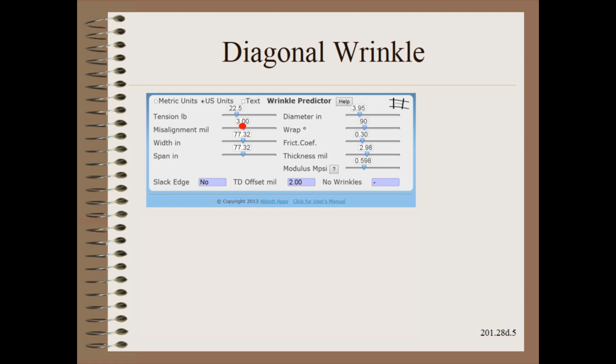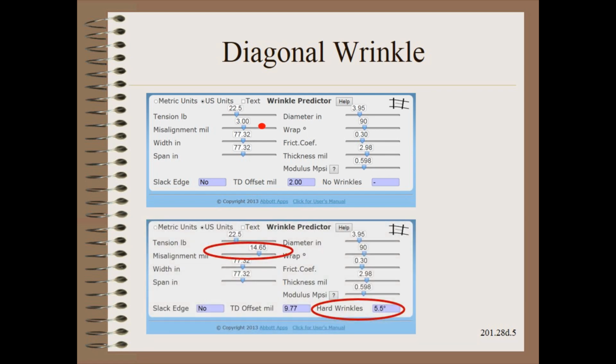However, the main utility of this app is to calculate the allowable roller misalignment. Here, we merely slide the misalignment slider over until you see the hard wrinkle box go live. Not only does it give you the threshold of pain, it gives you the angle of the wrinkle. This threshold of pain can be used to set tolerances for web machine design and maintenance. The only thing you need to do more is to provide a safety factor on the instant failure given here.